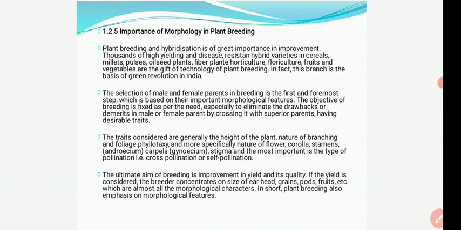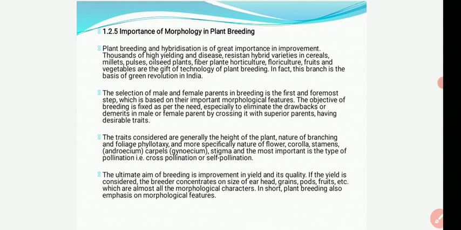So, the traits considered are generally the height of the plant, nature of branching and foliage, phyllotaxy, and more specifically nature of flower, corolla, androecium, gynoecium, stigma, and the most important is the type of pollination, that is cross pollination or self pollination. Now, these traits are nothing but the morphological characters of the plant, and they are very important while choosing the parents for breeding purposes, which will lead to new varieties of different kinds of plants.